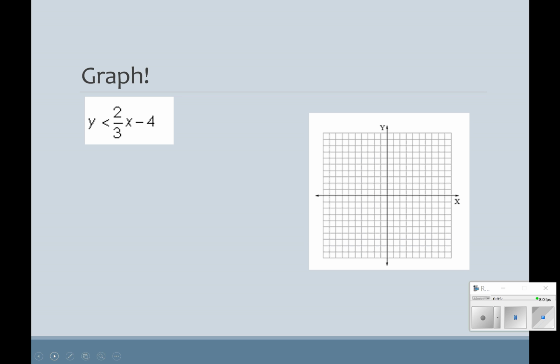So I'm going to graph y is less than 2/3 x minus 4. I'm going to graph it just like I would a normal equation. So remember, y equals 2/3 x minus 4. Our slope is 2/3, and our y-intercept is 0, -4. So I'm going to go down to 0, -4. I'm going to put my dot there, and I'm going to graph. I'm going to go up 2 and over 3, up 2 and over 3, up 2 and over 3.